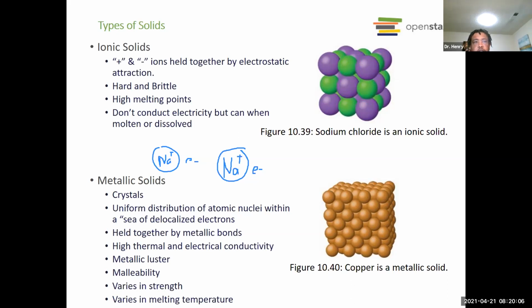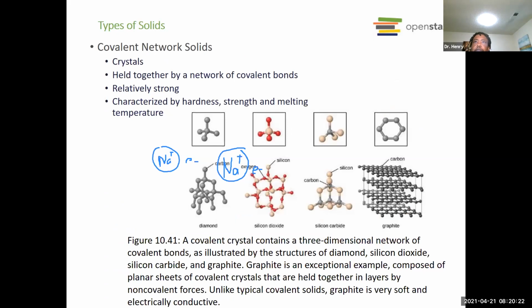And then in terms of the melting temperature, we have mercury, which is a liquid at room temperature, where iron is a solid at room temperature. So that shows you the drasticness of that, the variability.